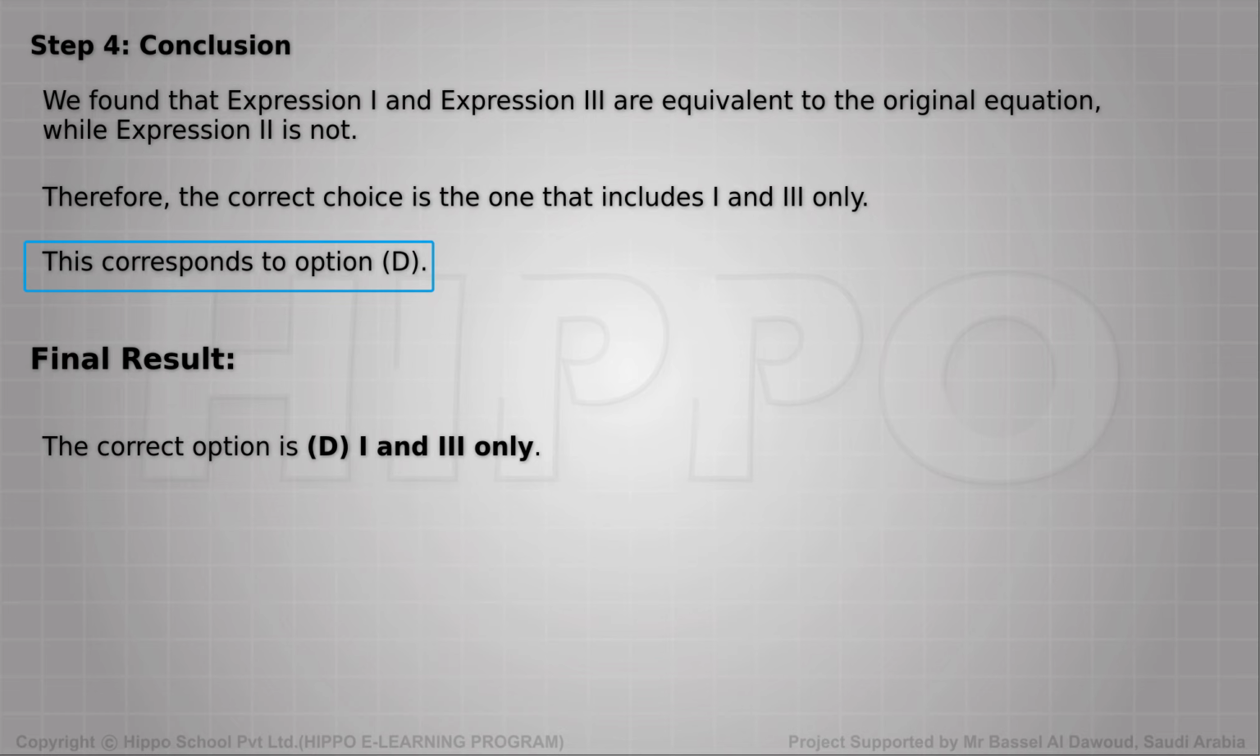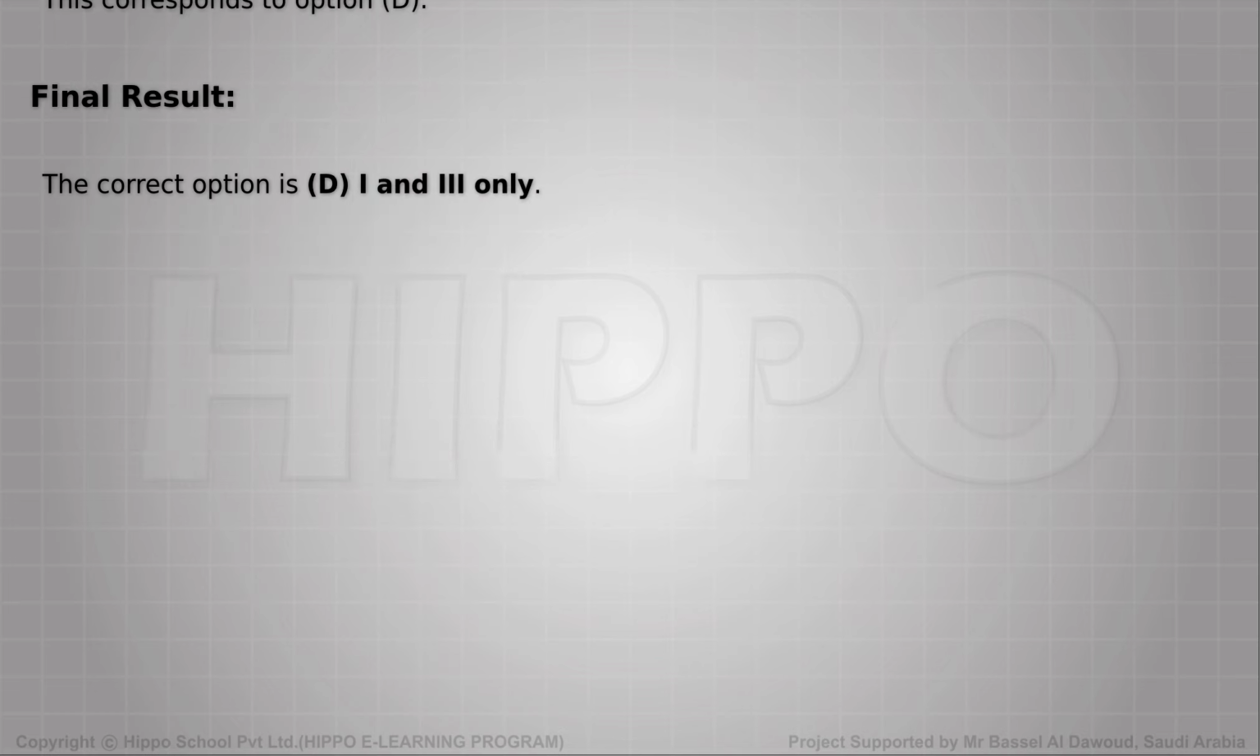And that brings us to our final answer. The correct option is D, as it correctly identifies that expressions 1 and 3 are equivalent to the given equation. This problem was a fantastic review of our exponent and algebraic manipulation skills. The key takeaway is to be systematic and confident in applying the rules you know. Well done, everyone!